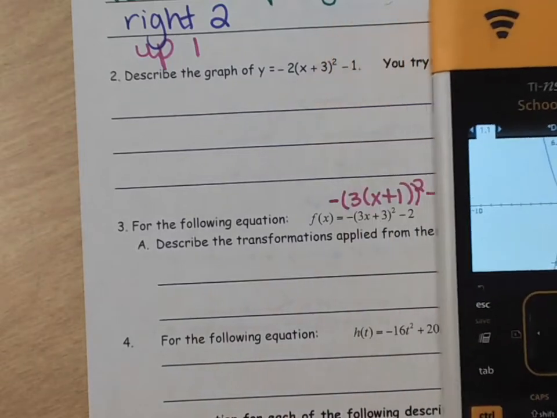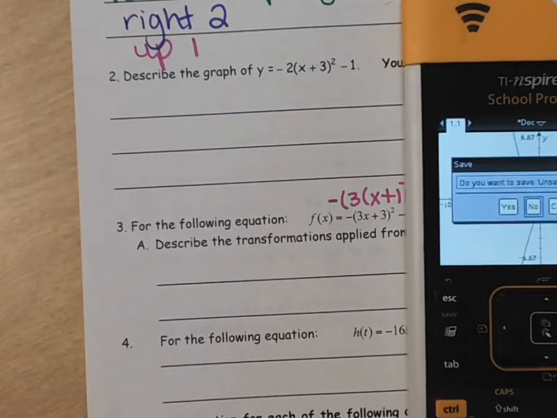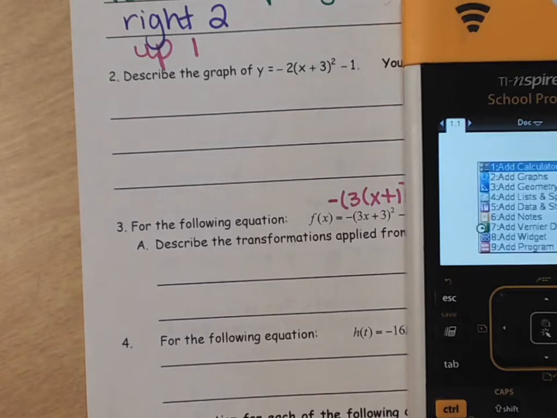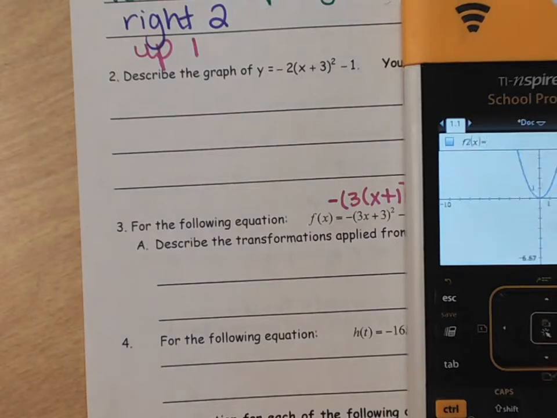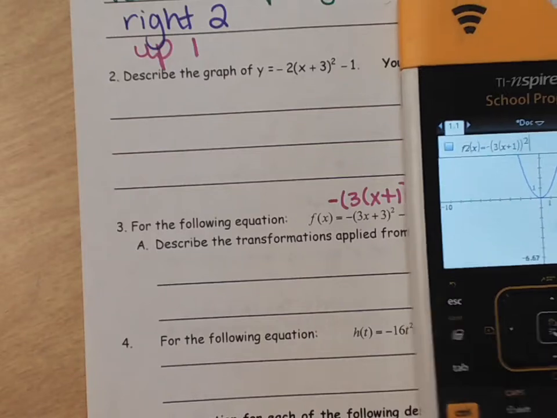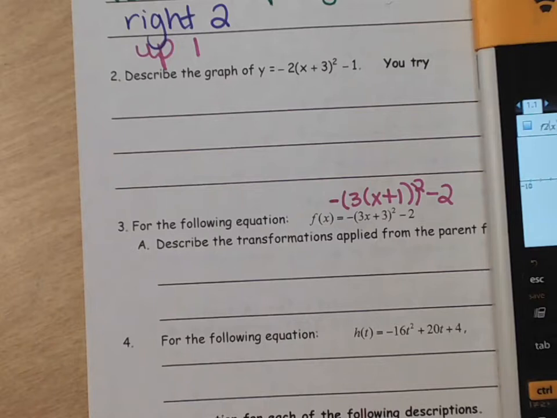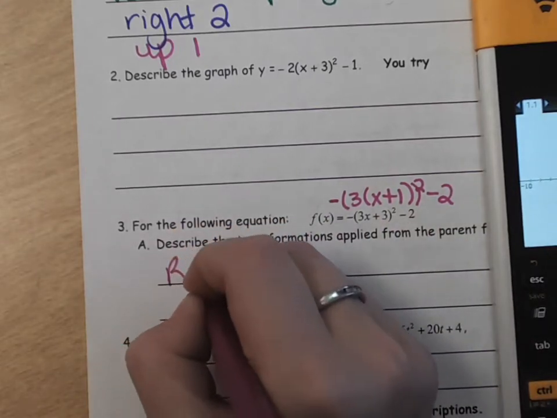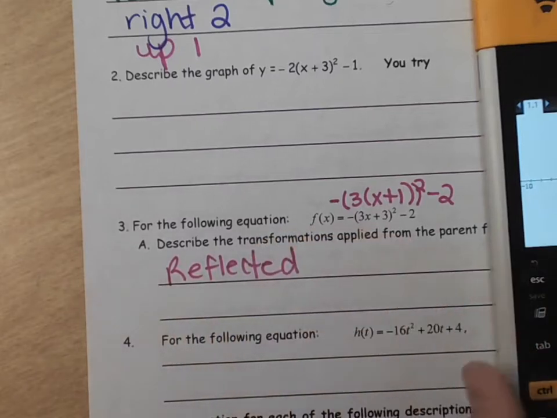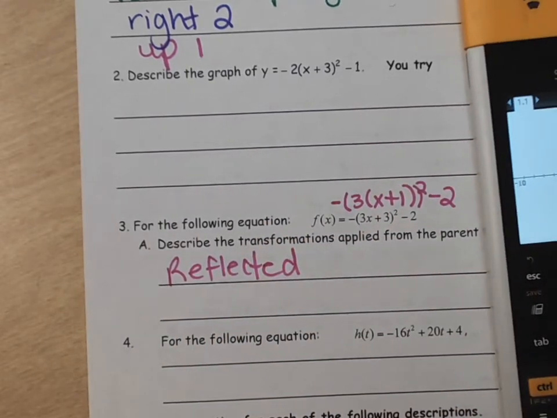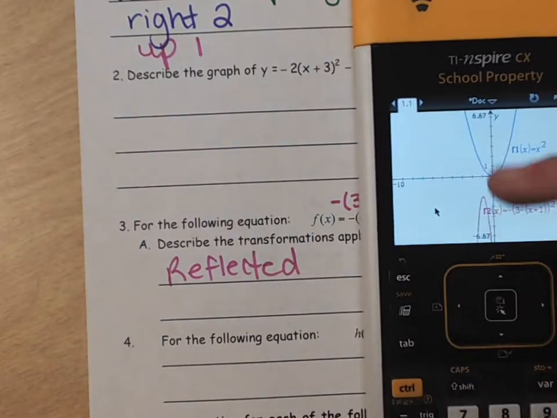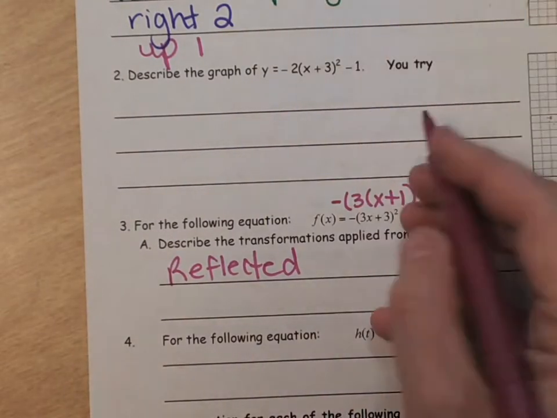So again, I'm going to put my parent function in. Your parent function is not changing. It's going to be x squared. I'm going to put a negative parenthesis, 3 parenthesis, x plus 1 parenthesis squared minus 2. Now it's thinner, okay, and it's reflected. So first it's a reflection. It's reflected, again, across the x, because here's my x. This way is my x. Here's the x. It's reflected across the x.